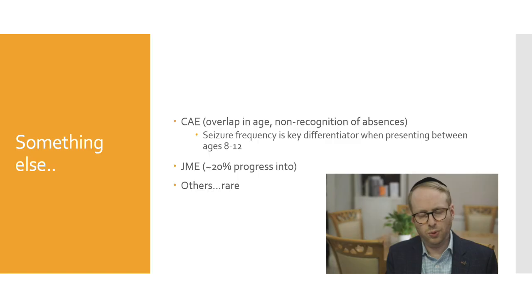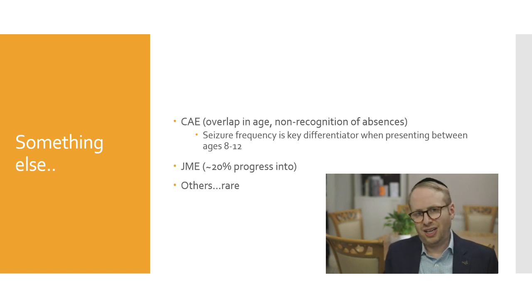Now, in terms of could it be something else, we've talked about childhood absence epilepsy, and really there is an overlap in age, particularly at the younger age of the juvenile absence and the older part of the childhood absence brackets. And if you look at the International League Against Epilepsy definitions, really it's the seizure frequency which is absolutely key in differentiating the two in this kind of border zone land of about the ages of 8 to 12.